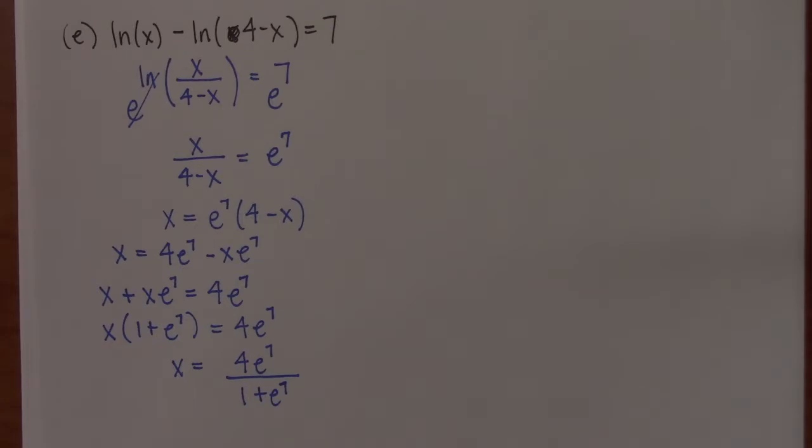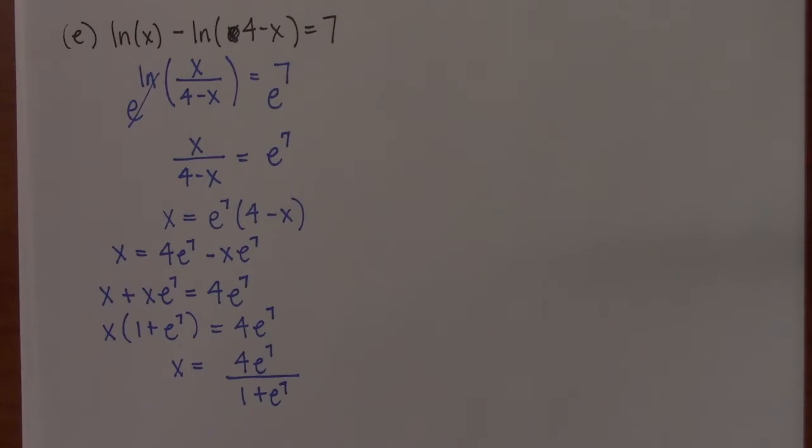Now, in terms of verifying this answer, if you look back at the very beginning, x cannot be a negative value, and e to the 7 will never be negative, right? So we have a positive number in the numerator here. We have a positive number plus a positive number, so this is a positive number. This is not a problem, right? And then the only other maybe issue would be, is this number less than 4? Because if it was smaller than 4, then it wouldn't work on the other piece of the equation.